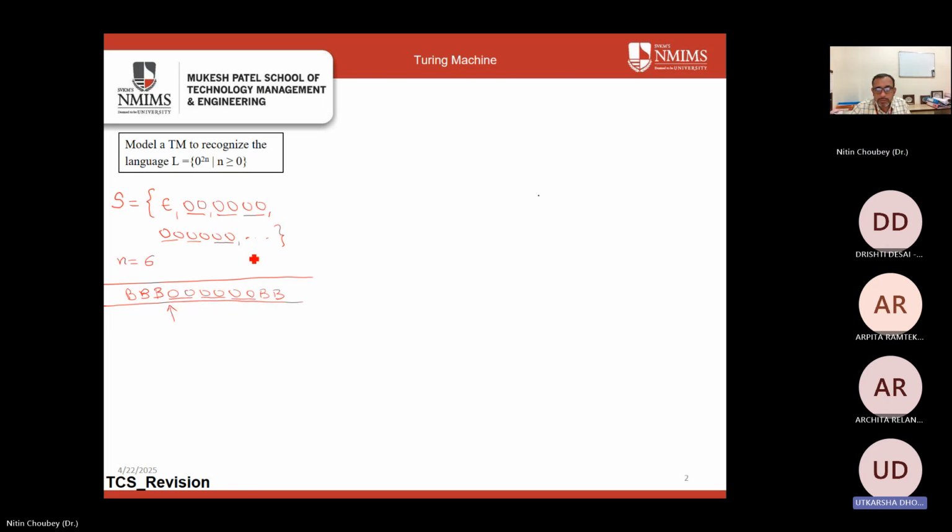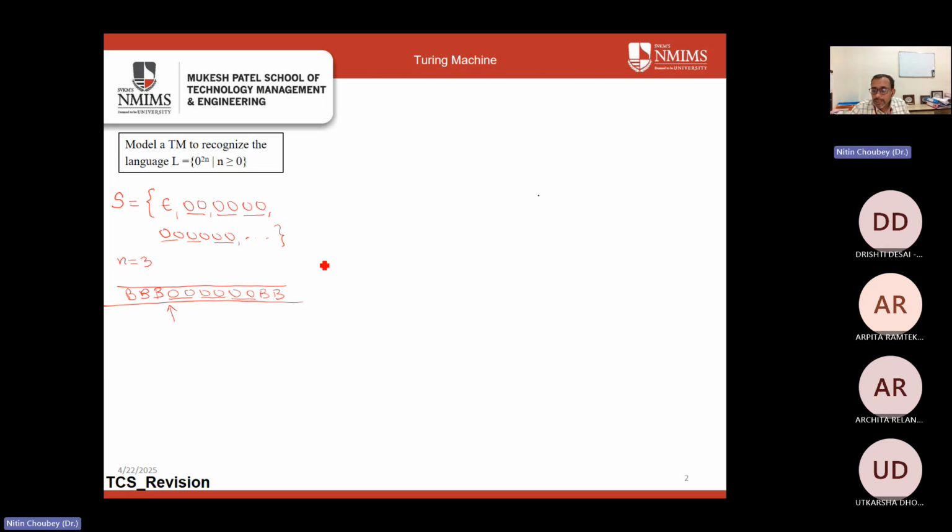Sir, if n equals 6, would it not be 12 zeros? Yes, I'm talking about the value of n; if n equals 6, we will have 12 zeros. The example which I have taken here is of n equals 3, right? Three times 2, that is 6 zeros are available. So an even number of zeros we need to check.